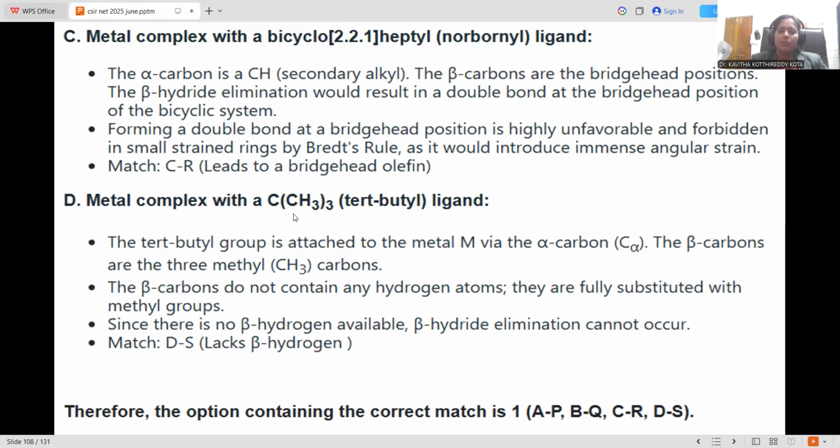Now move on to the metal complex with the C(CH3)3, tertiary butyl ligand, if present. The tertiary butyl group is attached to the metal via the alpha carbon atom. Beta carbons are the three methyl groups. Beta carbons do not contain any hydrogen atom. They are fully substituted with methyl groups only. Since no beta hydrogen is available, beta hydride elimination cannot occur. So in the case of this tertiary butyl group, let me go with that one first.